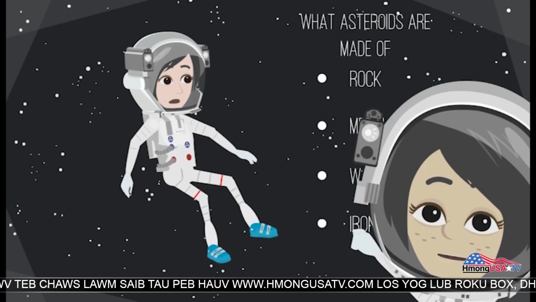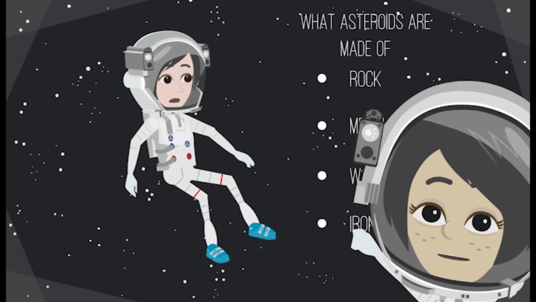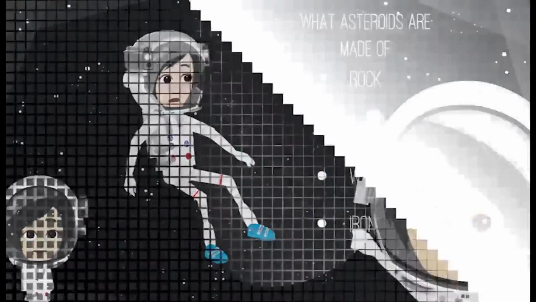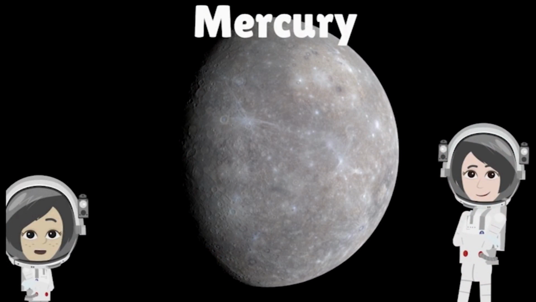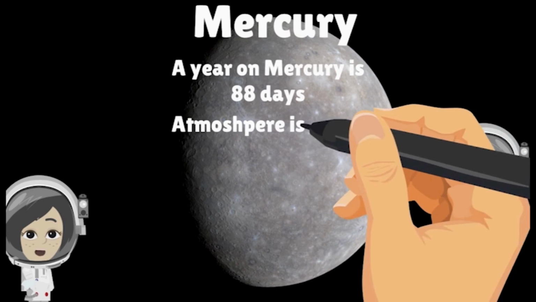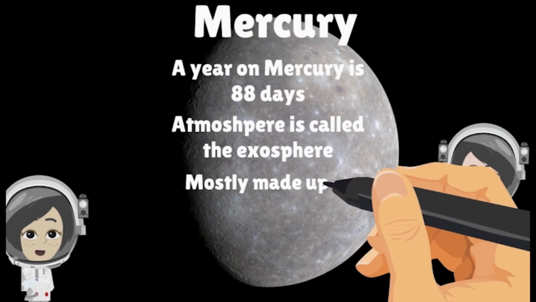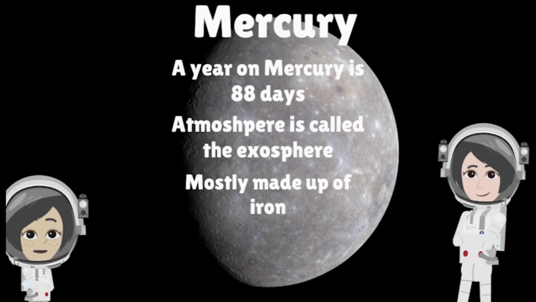So now that we've talked about stars and the asteroid belt, let's talk about planets. This is Mercury, the first planet from the Sun. A year on Mercury is 88 days, and since the atmosphere is so thin there, it's called the exosphere. Mercury is mostly made up of iron and 75% of it is its core.